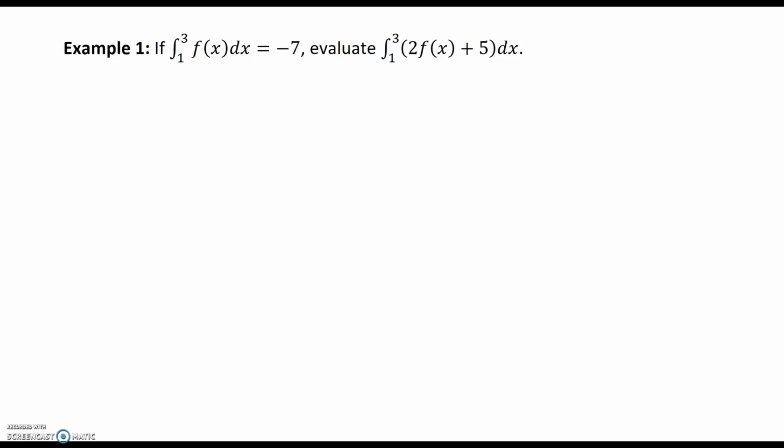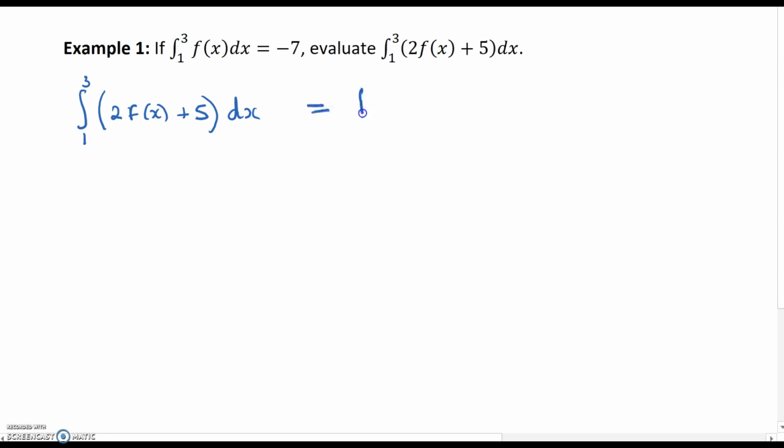Okay, so this is a question that uses the rules of direct integration. We are being asked to find the integral from 1 to 3 of 2 times f of x plus 5 dx. Well, we're integrating here a sum. So the thing we know about integrating sums is that we can integrate each part individually.